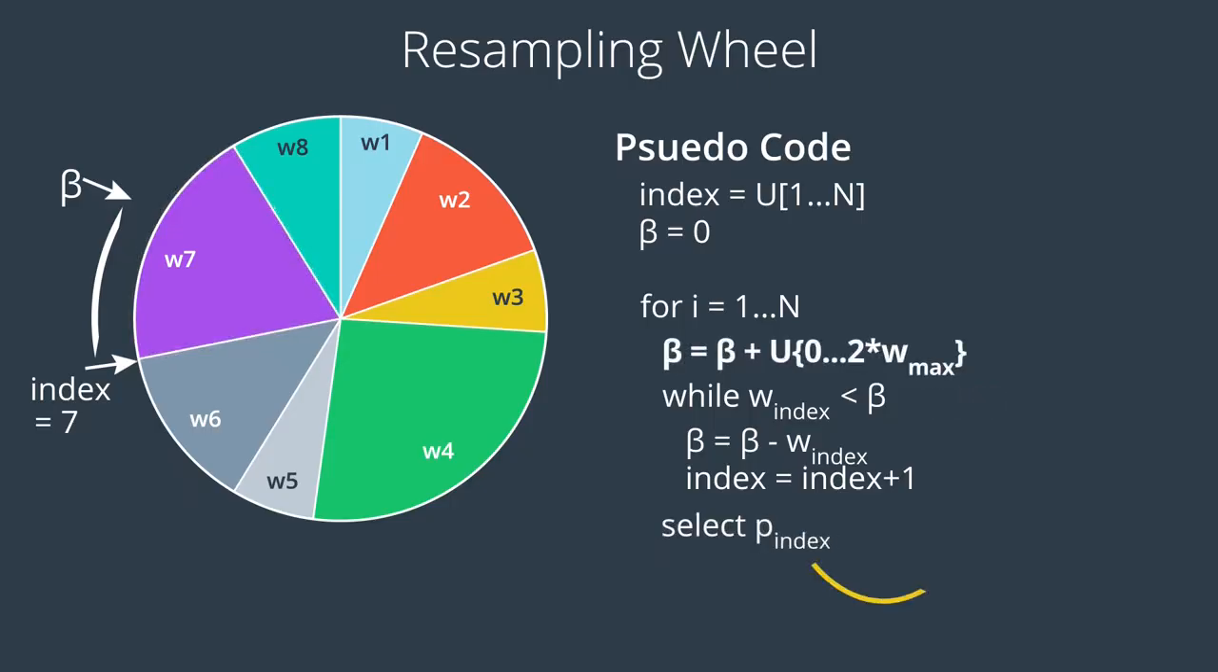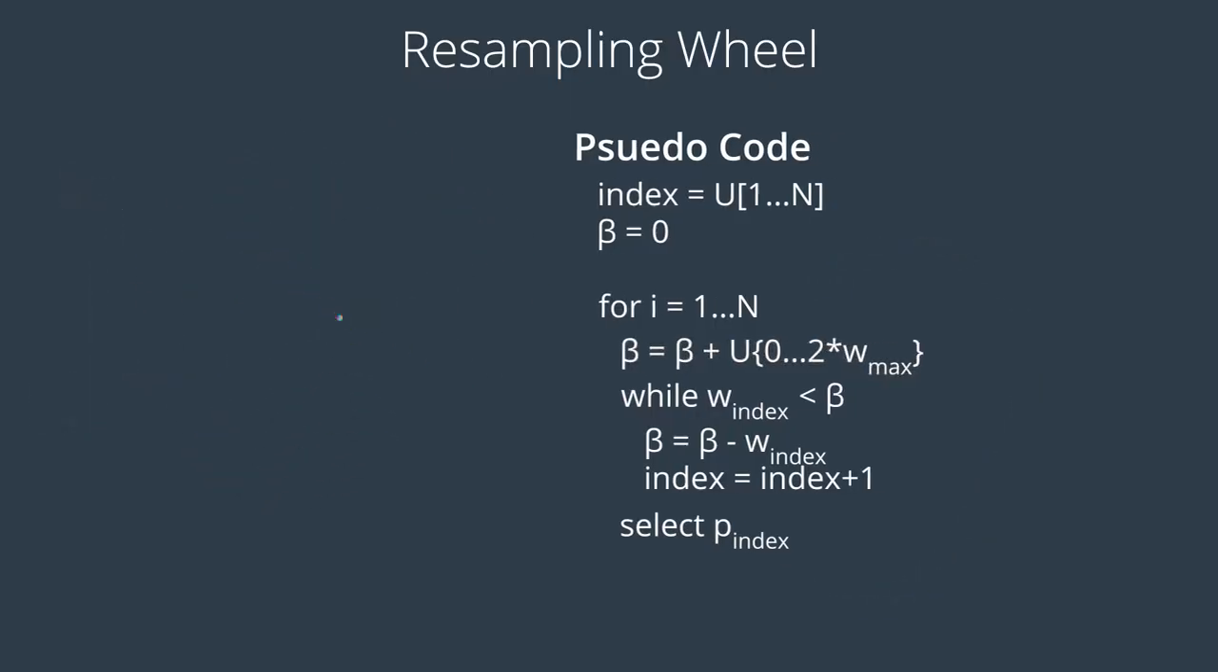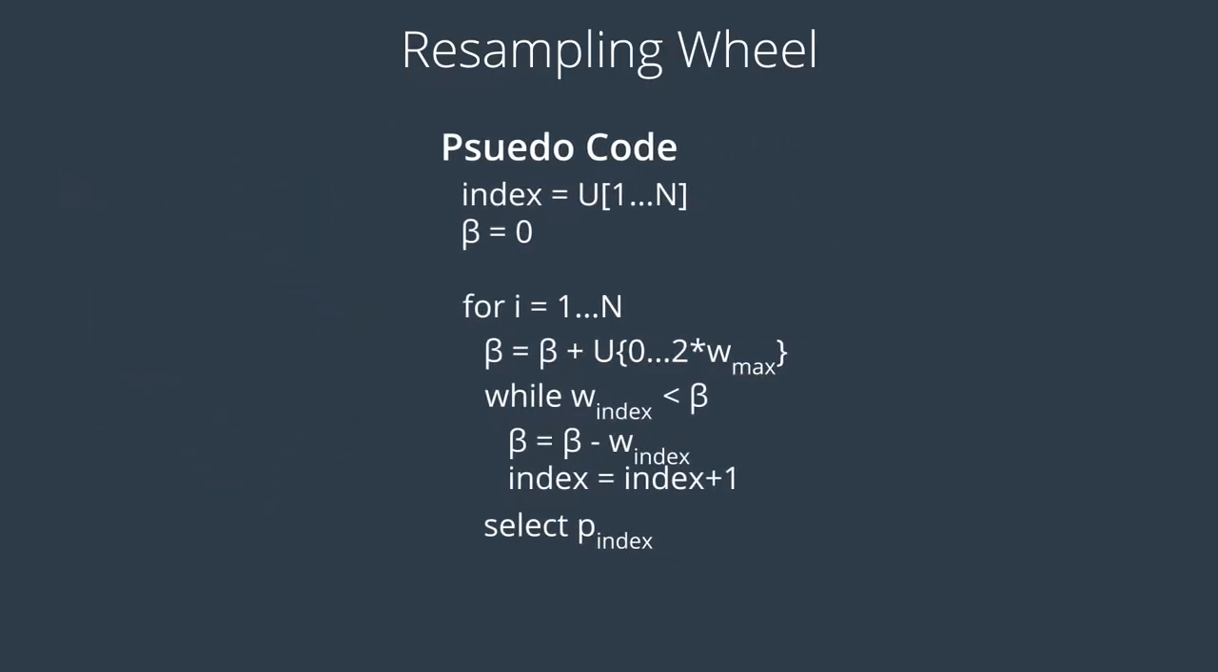After that, we iterate and compute the new beta. Note that sometimes you will pick the same particle more than once because of its small value. Now that you've learned the resampling pseudocode, try to code it with C++.